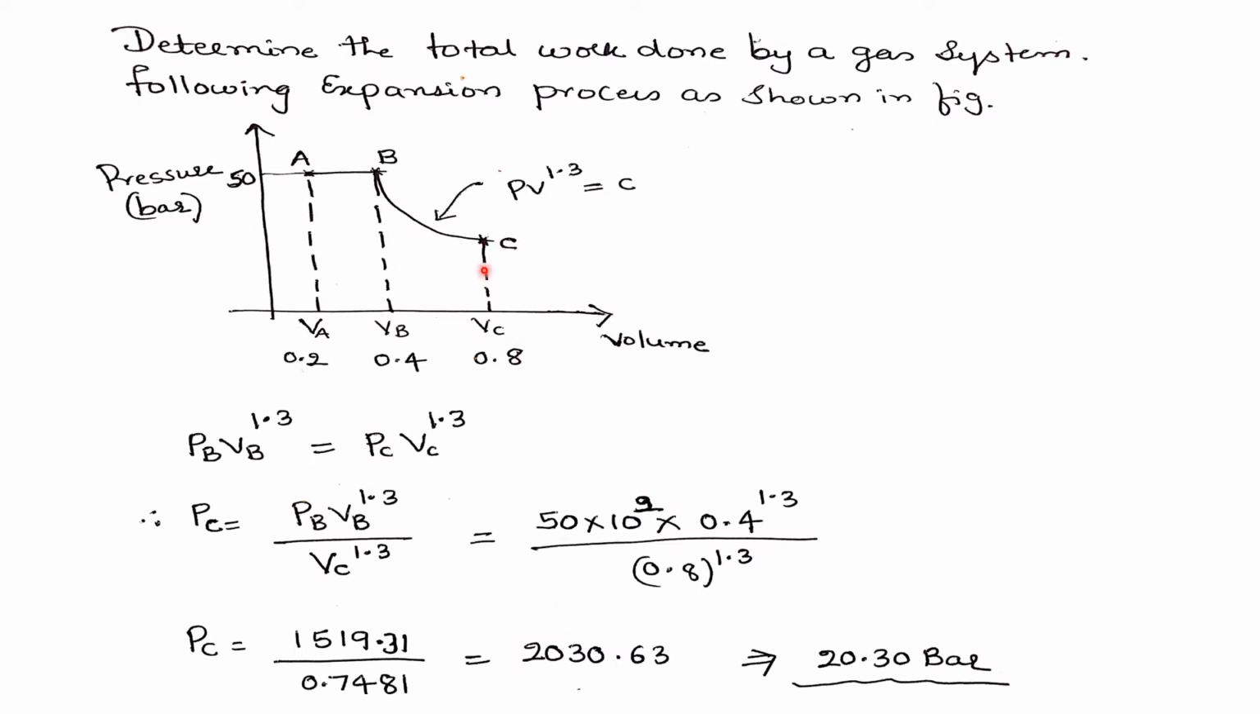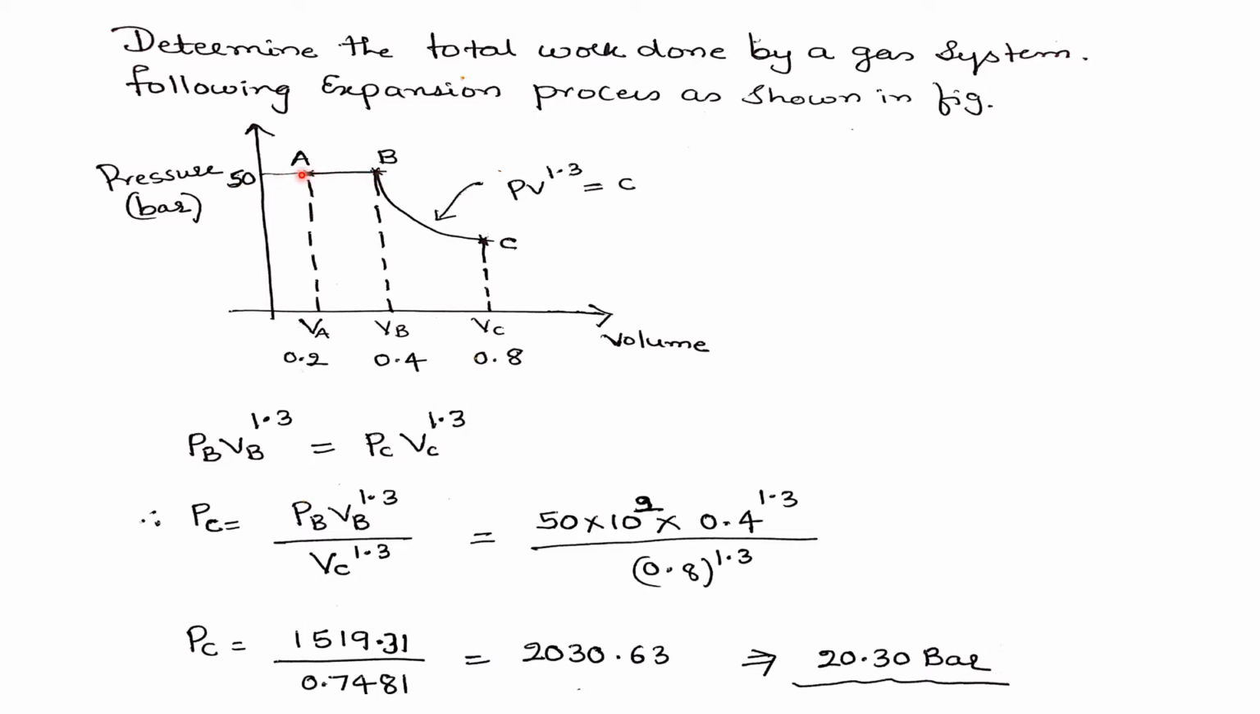So today's class will solve some more problems. Determine the total work done by a gas system following the expansion process as shown in the figure. This problem has also been asked in the question paper, and this sketch is given in the question paper only. The pressure he has given here is 50 bar, from A to B.